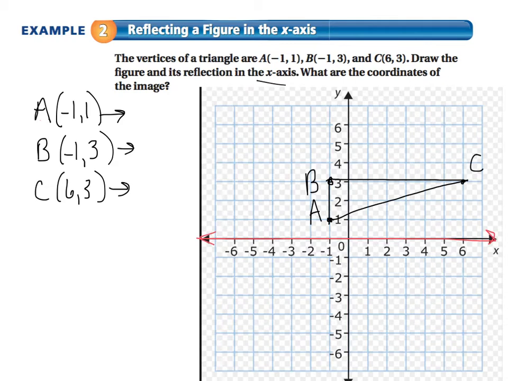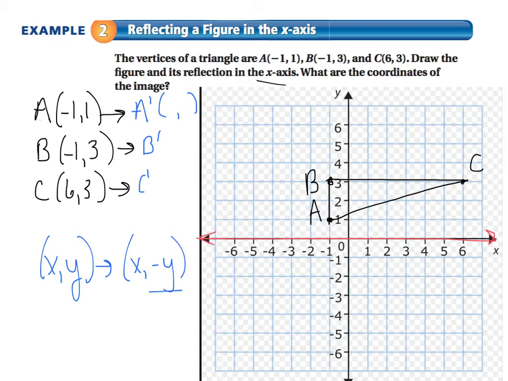I want to reflect over the x-axis. That means A prime, B prime, and C prime, you would take this. Remember our formula. (x, y) becomes, if we're reflecting in the x-axis, we change the y value. So you take the opposite of y. So A prime becomes (-1, -1). B prime would become (-1, -3). C prime becomes (6, -3). And if you graph those, (-1, -1), that's A prime. (-1, -3), that's B prime. (6, -3), that's C prime.